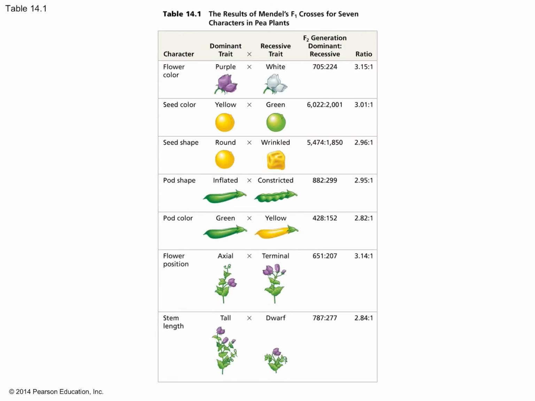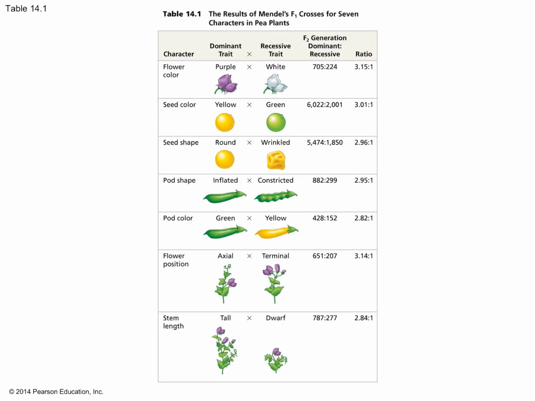Okay, let's look at the other characters he looked at. So we've talked about flower color, purple versus white. We saw the ratio of 3 to 1 in the F2s, okay? Look at seed color, yellow versus green. Look at the ratio, 3 to 1, roughly. Seed shape, round, wrinkled, 3 to 1. So you see pod shape, pod color, flower position, stem length. In every case, he sees roughly a 3 to 1 ratio.